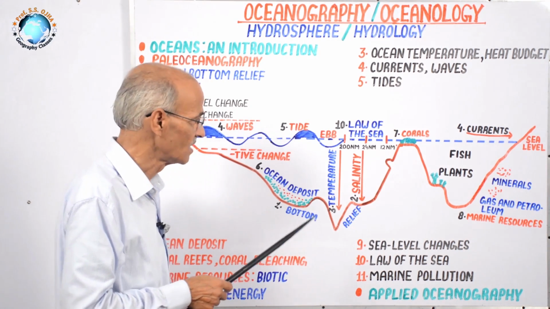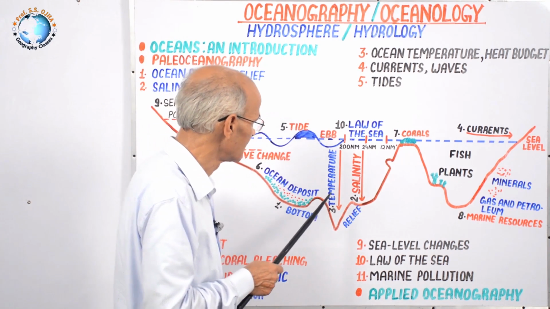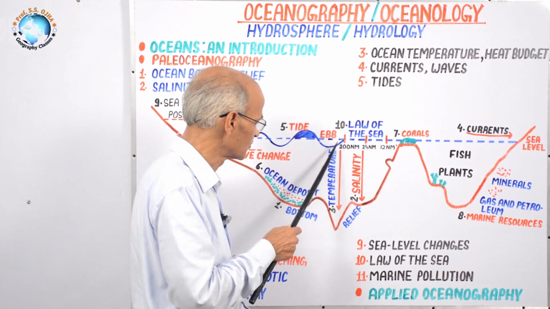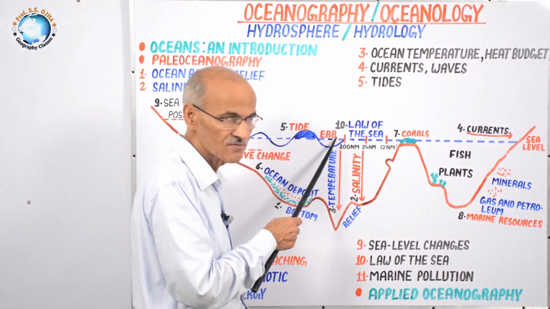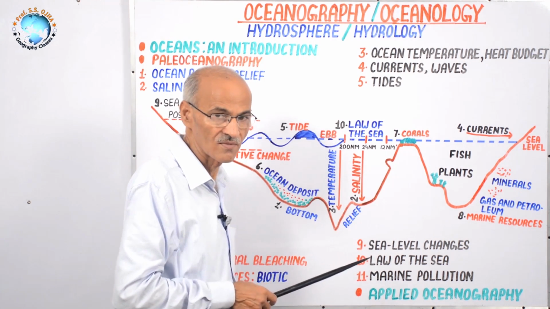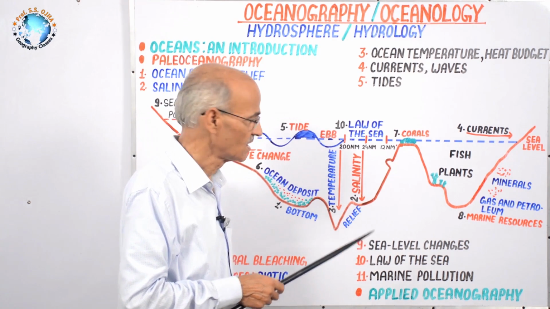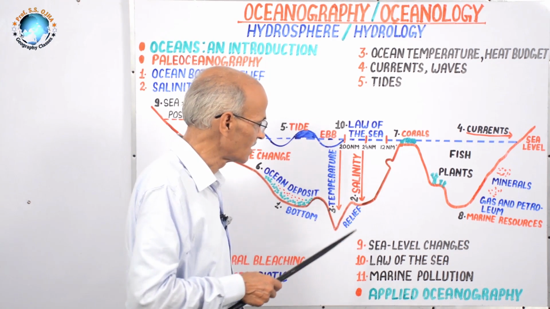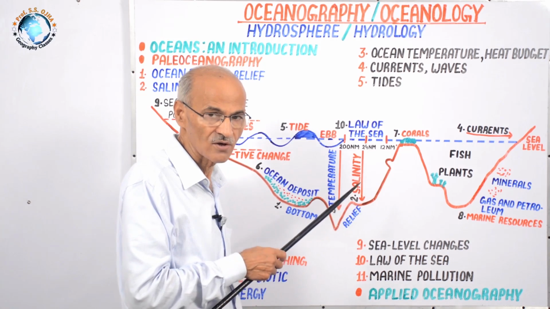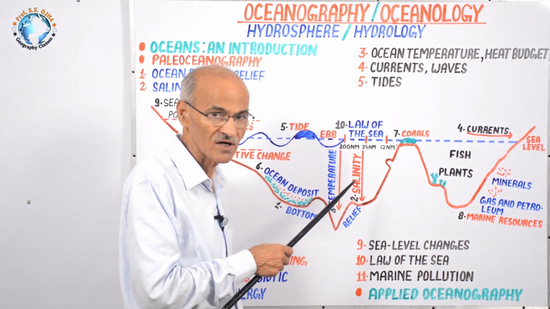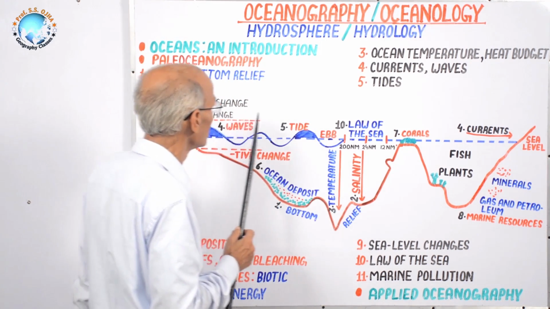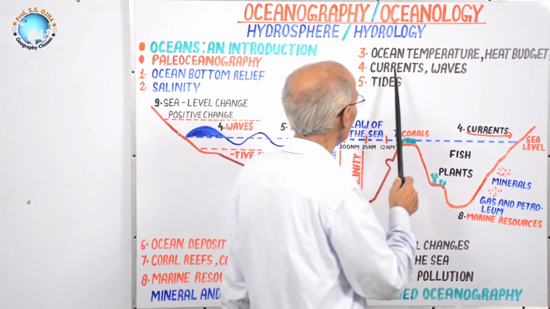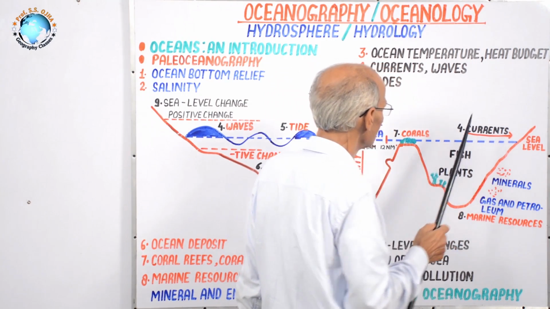That's why you will have to study the salinity from the sea surface to sea bottom, and you will study that the salinity from the sea level to bottom continuously increases, and this salinity has wide impact on the biotic conditions or biosphere of the oceans. And the next point will be ocean temperature and heat budget.